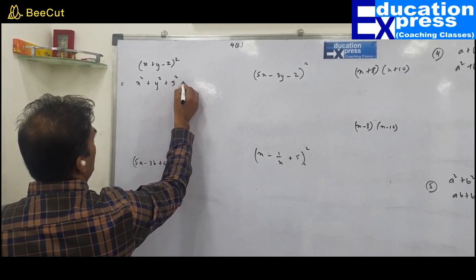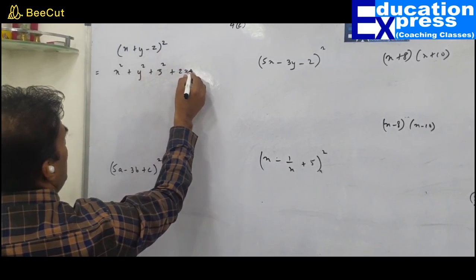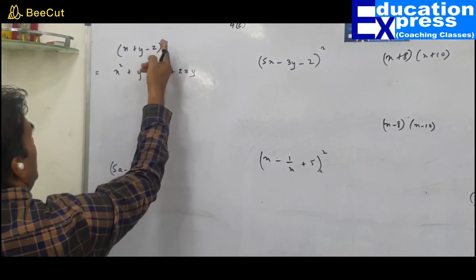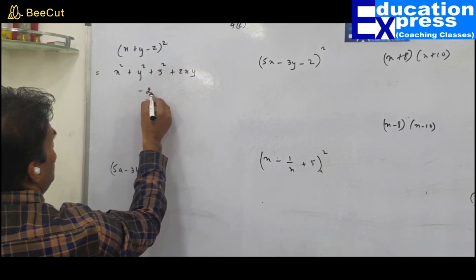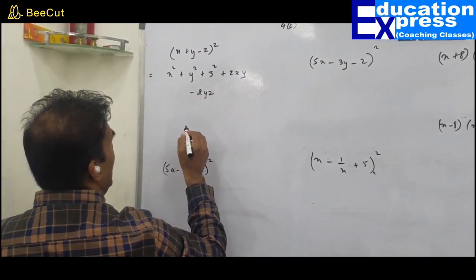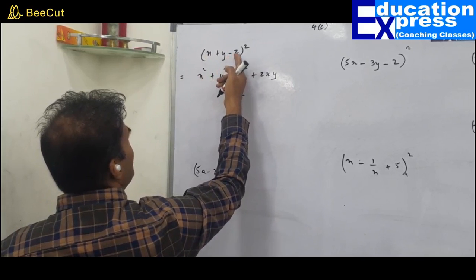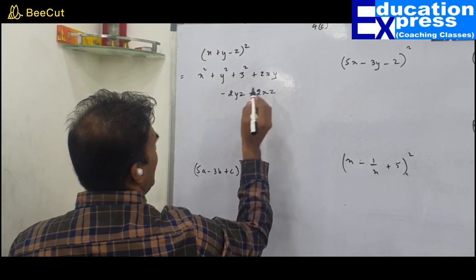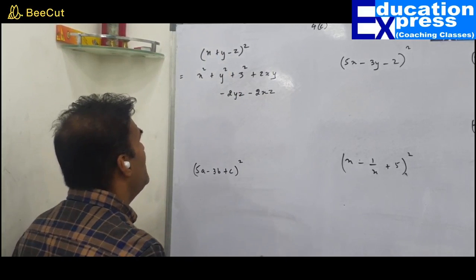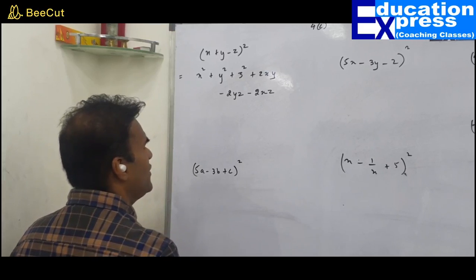z square plus 2 into x into y, 2xy. After that 2 into y into minus z, that will be minus 2yz. And finally 2 into x into minus z, that will be minus 2xz. That is it. As simple as that. You need to simply apply the formula that we have discussed earlier.